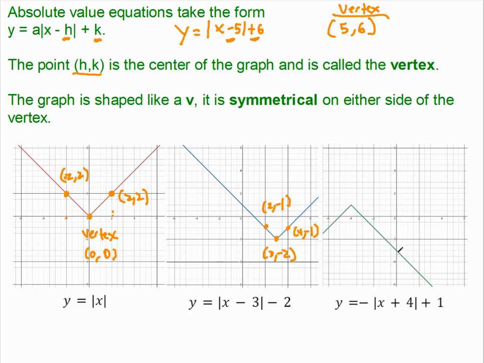For my green graph, you'll notice that it's an upside down V. That's because of this negative in y equals negative absolute value of x plus 4, plus 1. My vertex is up here at (-4, 1). And you'll notice if I move right 1, I go down 1 to the point (-3, 0). If I move left 1, I also go down 1 to the point (-5, 0).